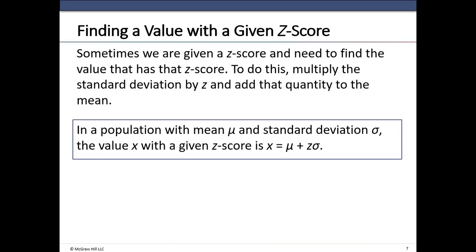Sometimes we are given a z-score and need to find the value that has that z-score. That means we'll be given how many standard deviations the X value is above the mean, or below the mean if the z-score is negative, and then we have to find the X score for that. So how do you do that? You multiply that z-score with the standard deviation of the distribution and then add the mean to it.